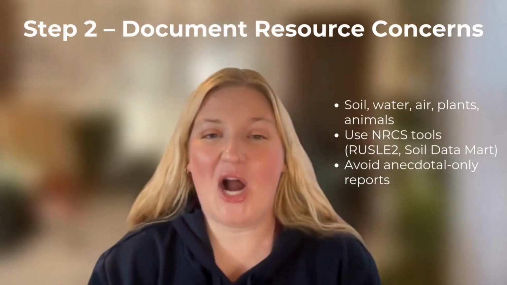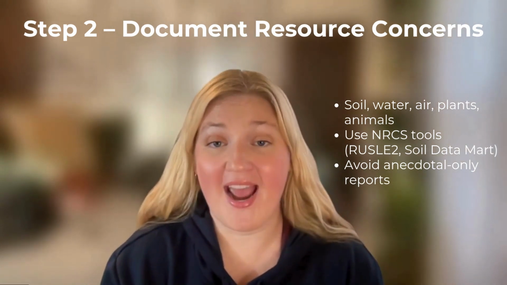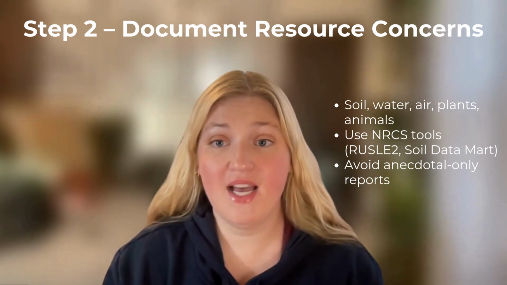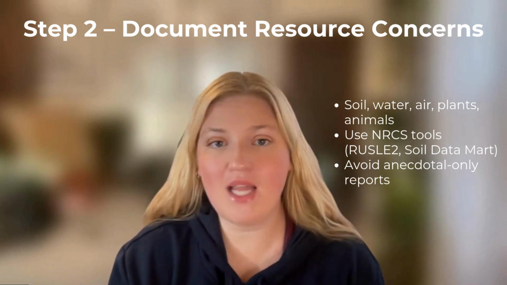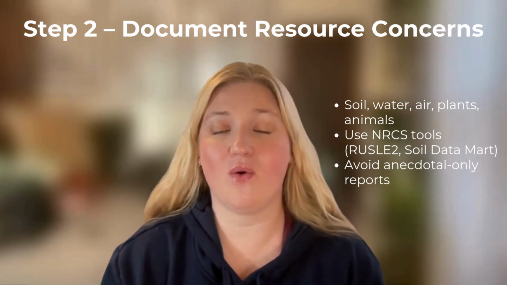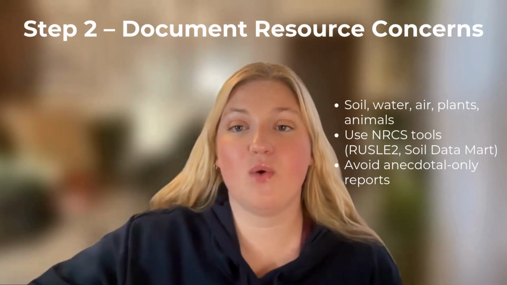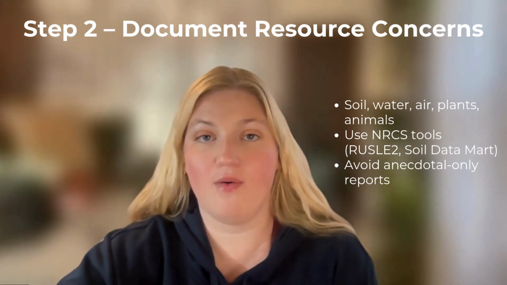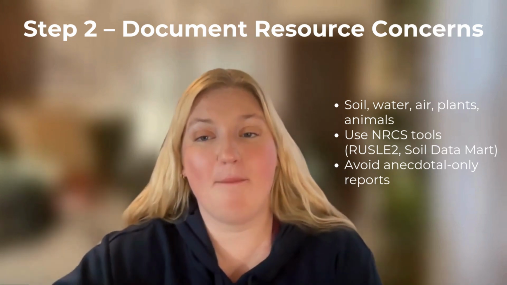Step 2, document resource concerns. Section F inventories soil, water, air, plants, and animals. Use NRCS approved tools like RUSLE2 or Soil Data Mart. Don't rely solely on landowner memory or anecdotal reports. This section sets your baseline. For example, soil erosion at 6 tons per acre per year, or the presence of migratory birds in the riparian corridor. That baseline gives you a benchmark to track changes over time.